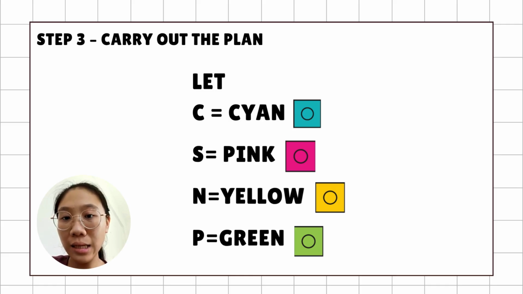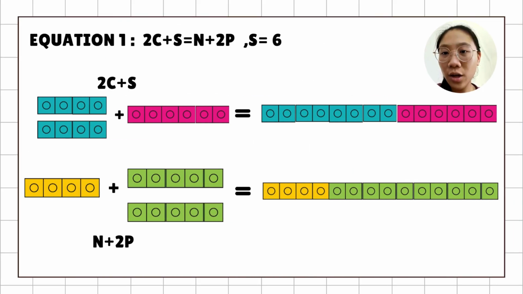We let C equal cyan, S equal pink, N equal yellow, and P equal green. Let's start with equation 1, which is 2C + S = N + 2P, and we know that S is equal to 6. For 2C + S, we add 2 bars for C and 1 bar for S. As we know S is equal to 6, we combine it and it will be a long bar.